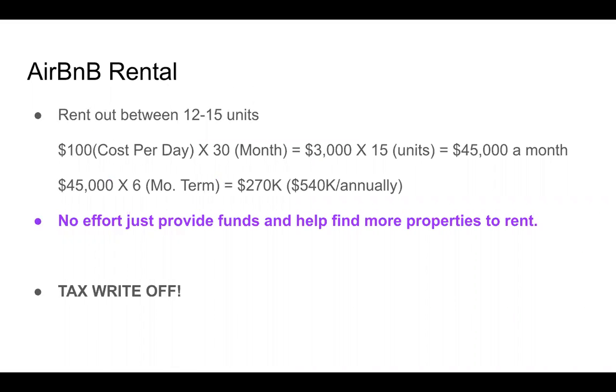So Airbnb rental, just to give you an idea of what we're leading towards, our goal is to rent out between 12 and 15 units before the summer is over. And if you do the math on that, if we charge $100 per day in those units, and we do that 30 days throughout the month, that's $3,000 per month. In 15 units, that's $45,000 a month. This is the beauty of real estate because it's not just one thing. There are different avenues of real estate, which you're gonna learn here pretty soon. So with getting $45,000 a month in 6 months, that's gonna be $270,000.